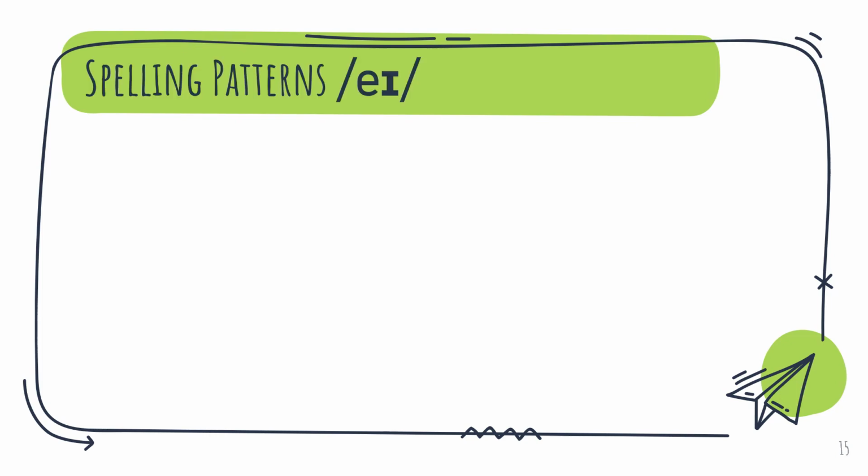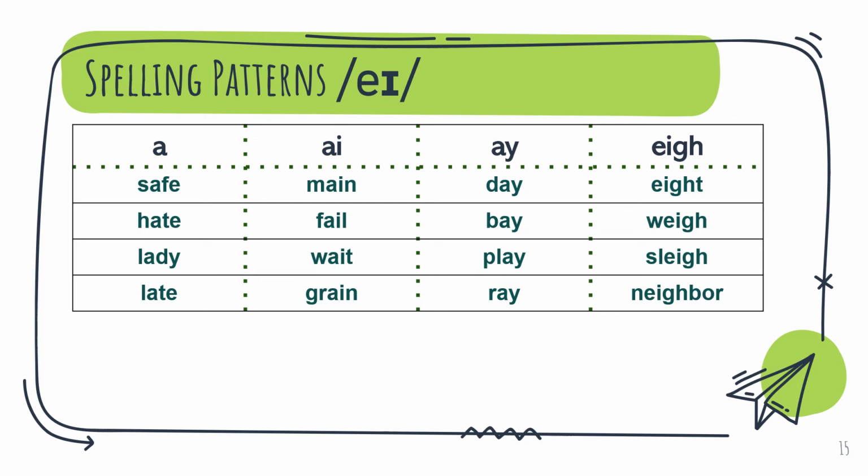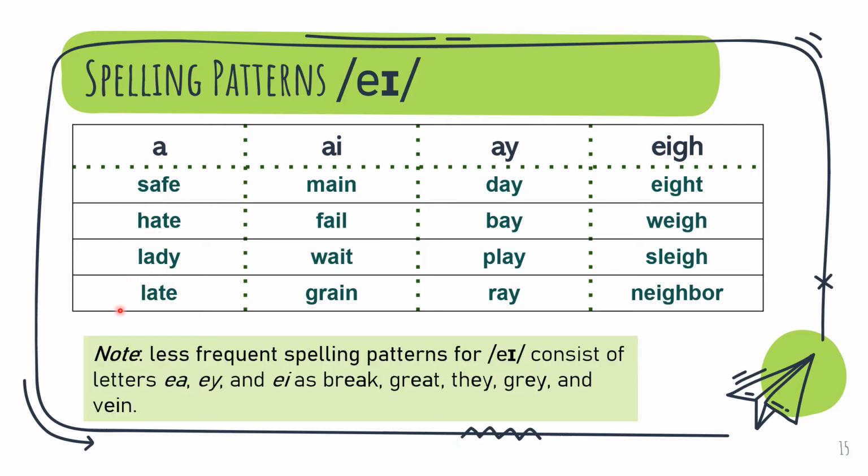Let's review some spelling patterns for this vowel sound A. Let's start from here. Safe, hate, lady, late. Then we have main, fail, wait, grain, day, bay, play, ray, ate, slave, neighbor.